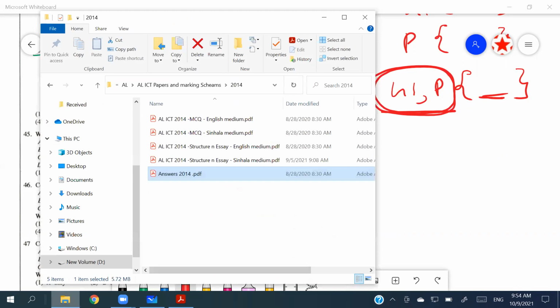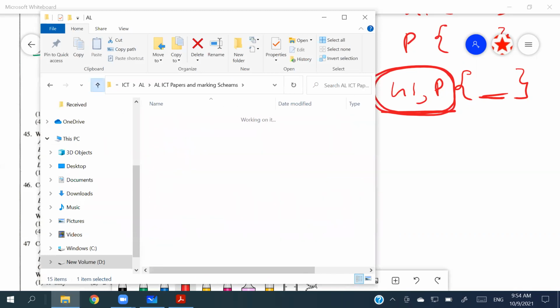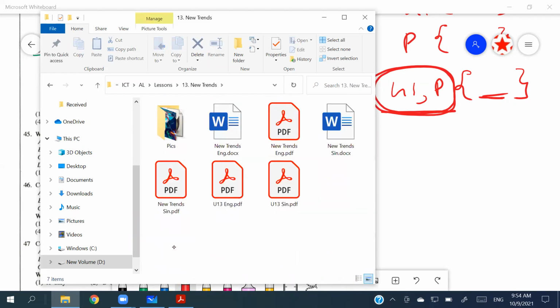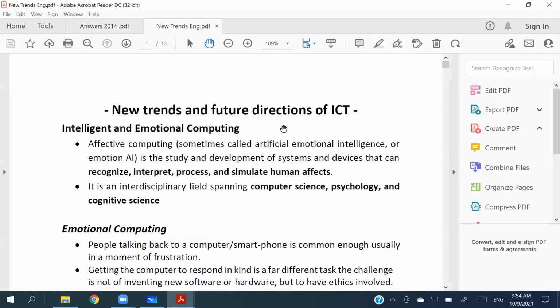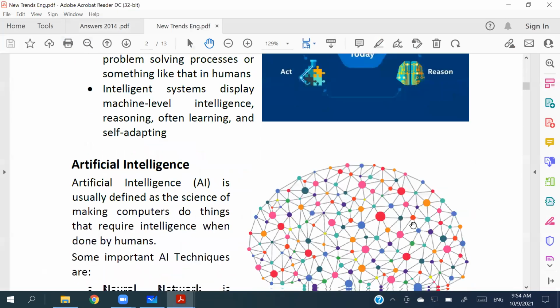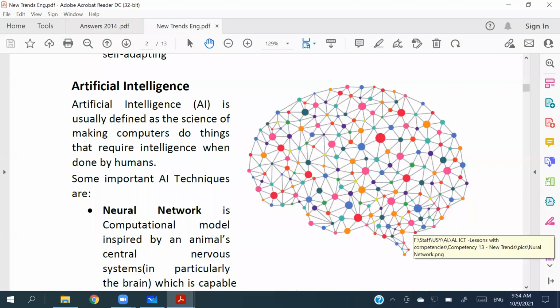Let me refer it. I'll take a part of it. Yes, these are the ones. Yeah, neural networks. I'm sorry.